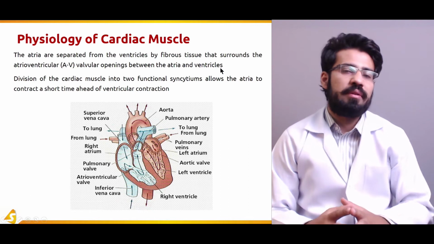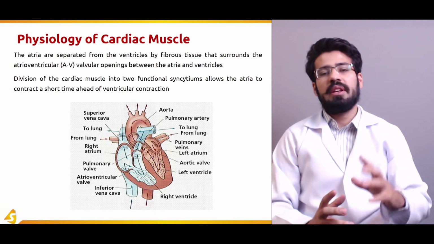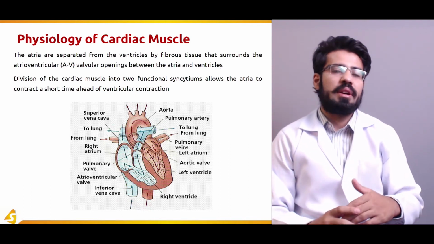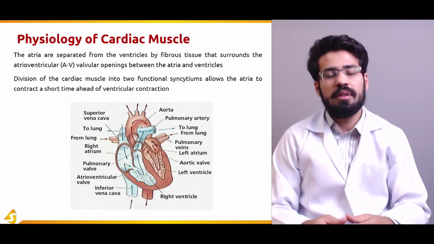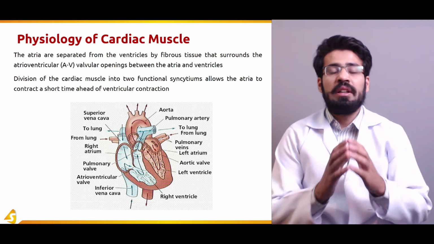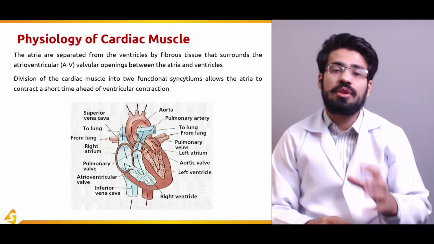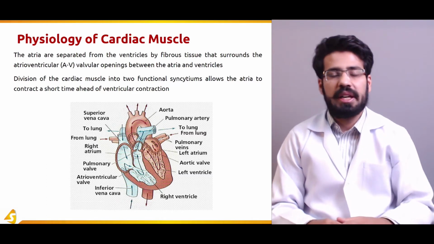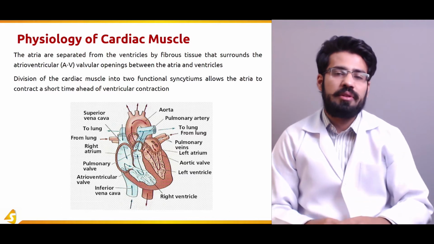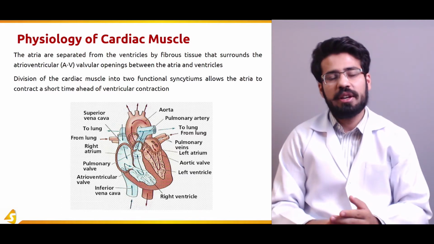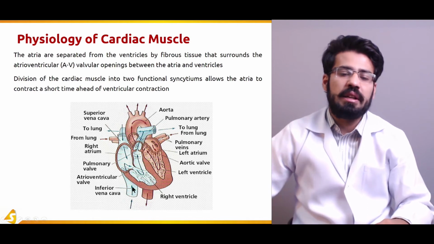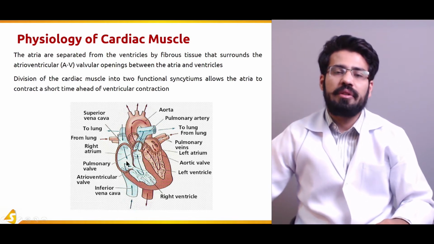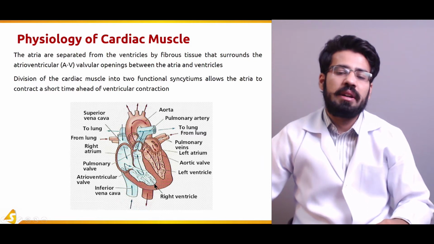Now the most important function of the valves, whether they are present between the atria and the ventricle or between the ventricle and the aorta, also known as the aortic valve, is to ensure that the blood will flow in only one direction. For example, when the atria contract, the blood will move from the atria towards the ventricle. Here it can be seen over here. The atria after contraction will send the blood towards the ventricle, from here to here.